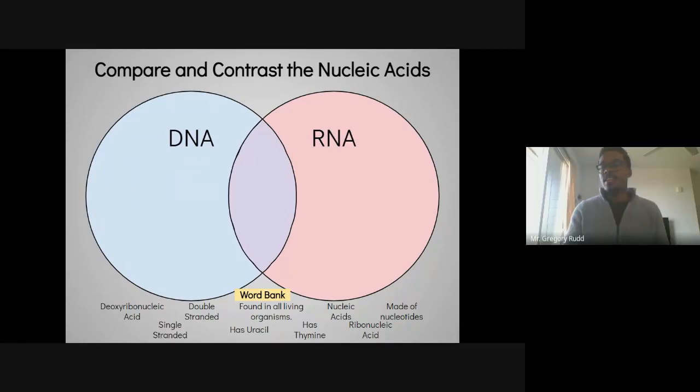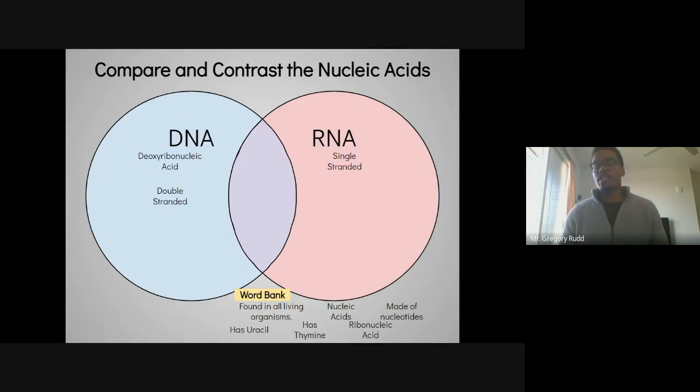DNA. Excellent. Thank you, Abigail. Single-stranded, which one is that? RNA. Thank you, Stelly. Double-stranded, which one is that? Thank you, Melissa. Has uracil. Which one has uracil? RNA, good. Now uracil, you guys don't need to remember that. Just know that it's the U. RNA has U. Which one is found in all living organisms? Both of them are, yeah.